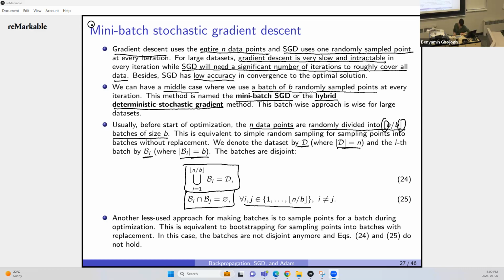Another less used approach for making batches is to sample points for a batch during optimization. Either we do it before the start of optimization, before the start of backpropagation, or during that, it doesn't matter. This is equivalent to bootstrapping, sampling points into batches with replacement. In this case, the batches are not disjoint anymore. So when we do it during optimization, we can sample with replacement. We sample one of the batches, that's why I called it bootstrapping, and then they might not be disjoint. For example, I have a bunch of data points and I take several of them as a batch during optimization. So we have different ways to do mini batch stochastic gradient descent. I think the simplest one is that before the start of optimization, you just divide your data into several batches.